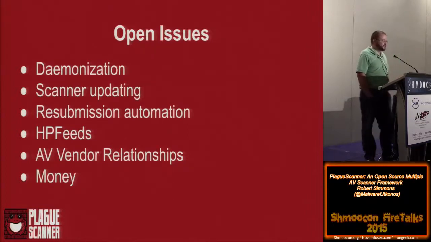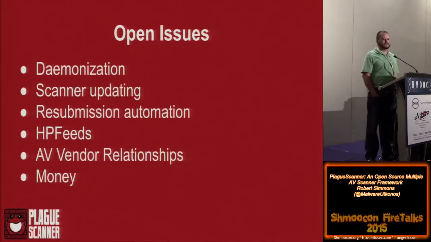If you're familiar with the HoneyNet project, there's a protocol called HP feeds, which is awesome. Both the Thug project and Cuckoo both use HP feeds. It's a publish and subscribe protocol where anyone that has an instance of my PlagueScanner would be able to turn on HP feeds output, and then you would be able to subscribe to that feed and get whatever I decide to have in the feed, whether it's the binary itself or just the JSON output or the data output from the system.